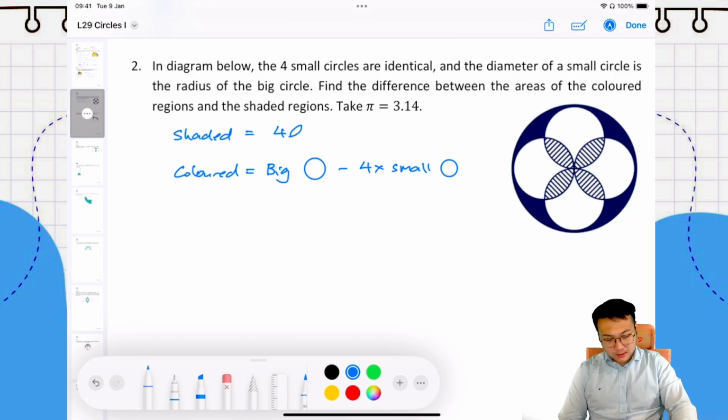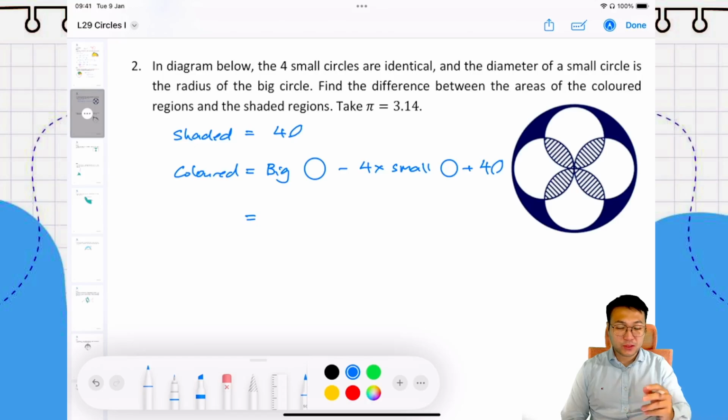Add back the colored area. Add back the shape, the 4 leaves, the overlapping region. Thank you. Very good, okay? So students, do you understand that? There's overlapping parts. Make sure you add back the overlapping parts. Any questions?